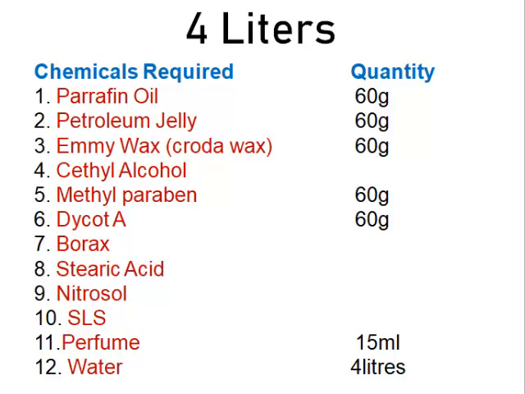Then we have dicot A. Dicot A also reduces friction and allows easy brushing while combing. So we can use about 60 grams of dicot A. Then we also add borax. Borax is not in my preparation, but you need borax if you can lay your hands on it.